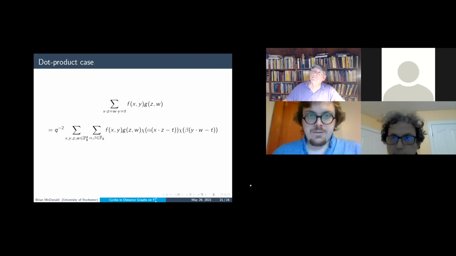Right. So as we sum over alpha and beta in F_q, what this is going to do is pick out exactly the x, z, w's, and y's that have the property where x dot z equals w dot y equals t. And then once again, we're going to pick out the terms where alpha and beta equal 0, and that gives us what ends up being our main term. And then we have to show that everything else is small. So that's the setup on that side.